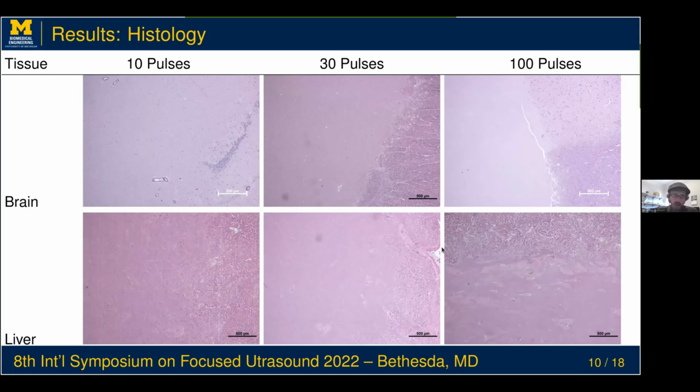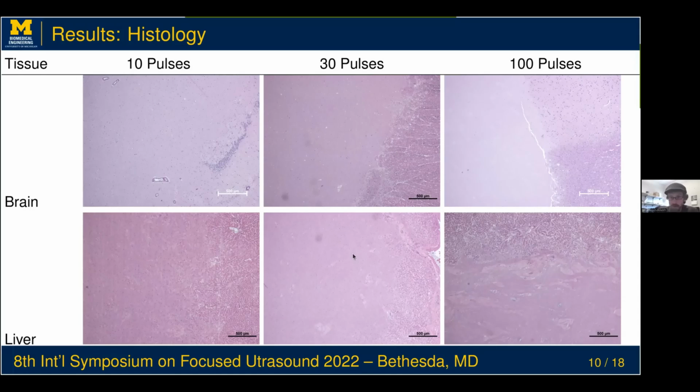What you see here is the histology of brain and liver samples treated with 10 pulses, 30 pulses, and 100 pulses. In the 10 pulse case, you can see in both the brain and liver, while there's clearly damage in these regions over here and intact tissue off to the right, there's still intact pockets of cells in this damaged region. In fact, you might say it's more pockets of complete destruction surrounded by intact cells for the most part. After about 30 pulses in the brain tissue, there's basically no brain cells left in the treatment region, and you can see there are sharp boundaries between the treatment region and the intact tissue.